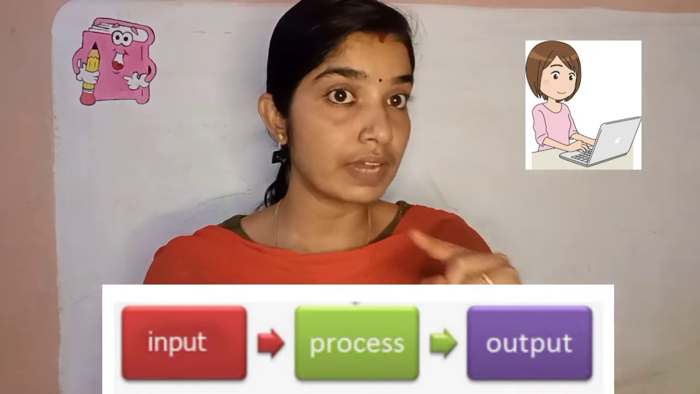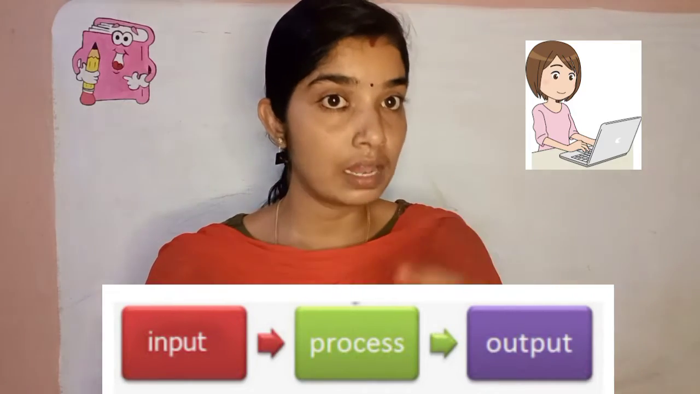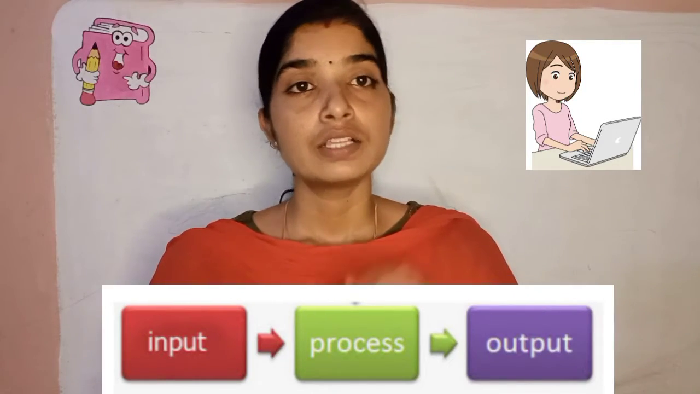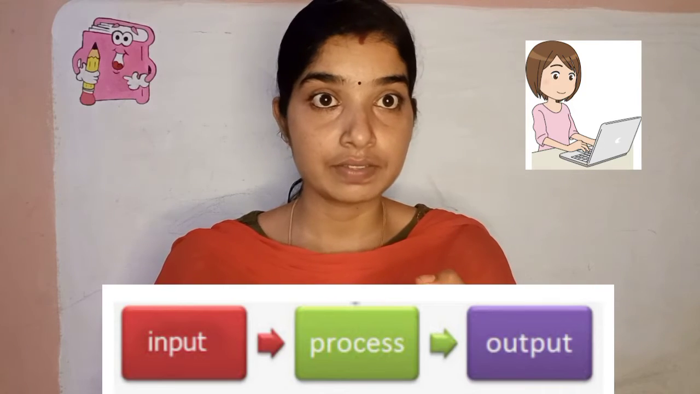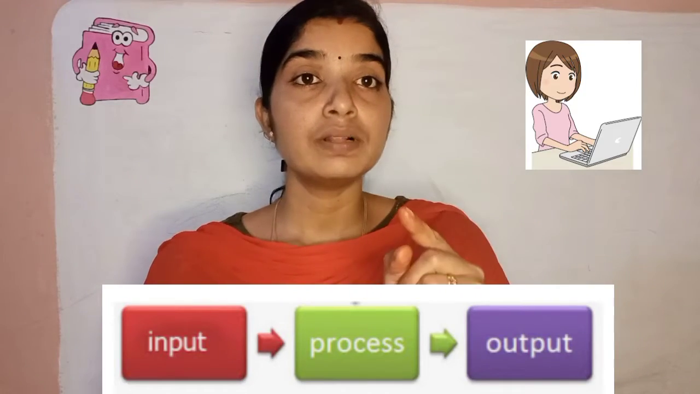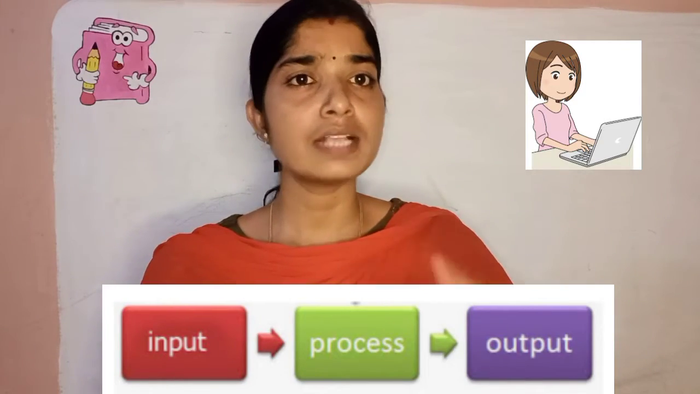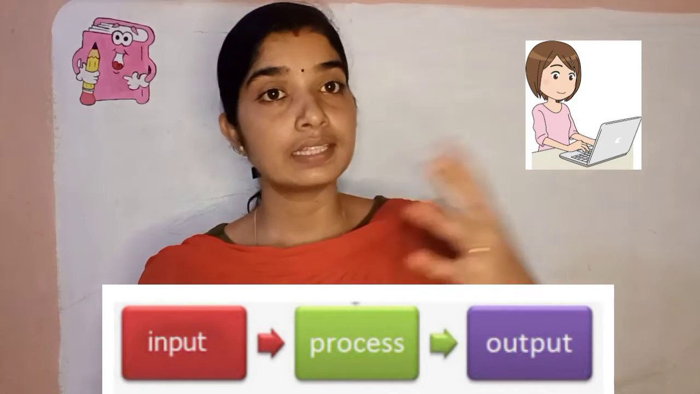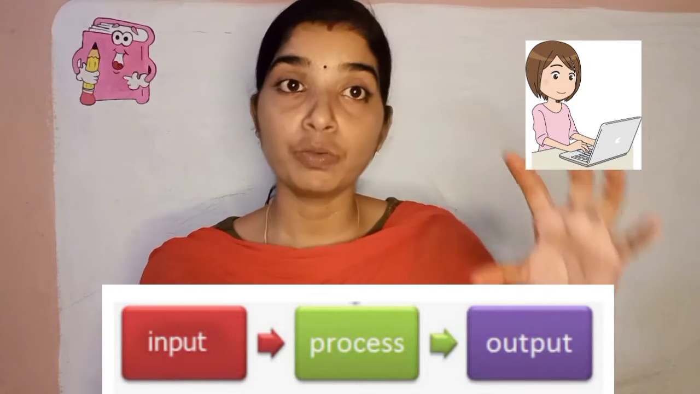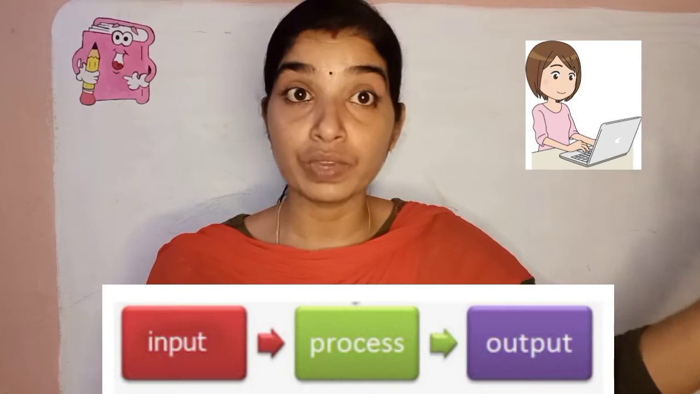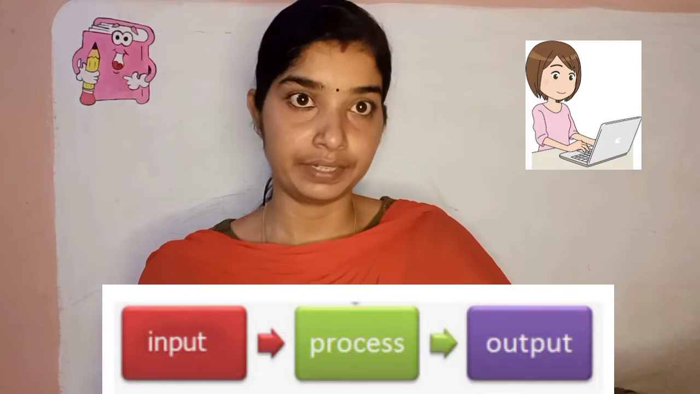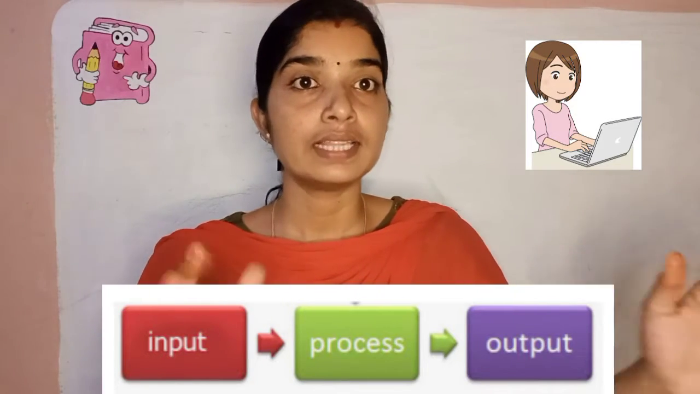So the user gives some instructions to the computer with the help of input devices, which we studied already. The input devices are keyboard and mouse. With the help of keyboard and mouse, we will give some instructions to the computer. So the computer will receive the instructions with the help of input devices by the user. The next step is it will process or store as per the user instructions. And third step is it will produce the result as the output. The output will be viewed in the output devices. The output device examples are monitor, printer. So in this process the computer will work.